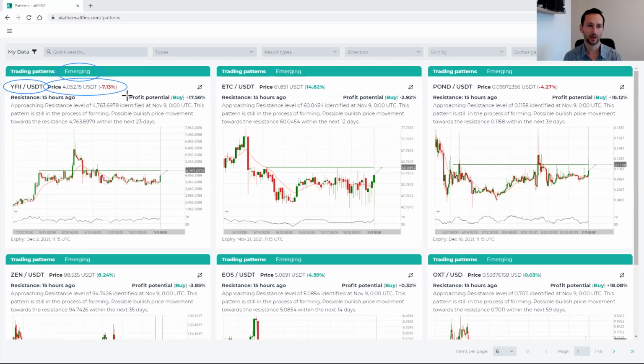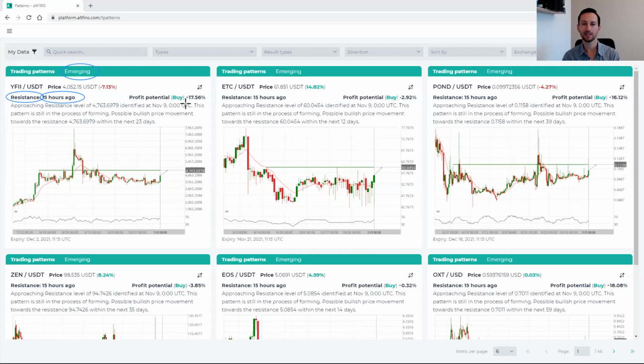And then we've got the current price, and what the price has done today. So the price of YFII, I think it's Yearn Finance, is down today 7%. Okay. Now this signal or this pattern was issued and published 15 hours ago. It tells us what type of pattern it is, and it says it's resistance. So it's basically key level resistance. And because it's emerging, it's an approach. It's not a breakout. And it says so in the text here, approaching resistance level, right?